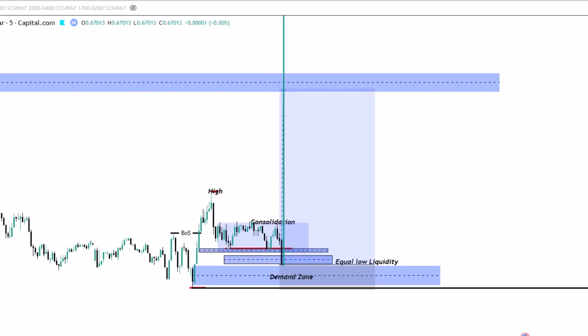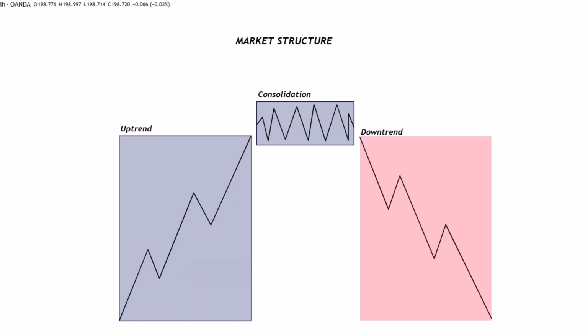The combination of liquidity and market structure makes trading very simple and easy. At the end of this video, you will learn the two concepts and how to start using them like a pro. Without further ado, let's get into the main video. So let's start with structure.